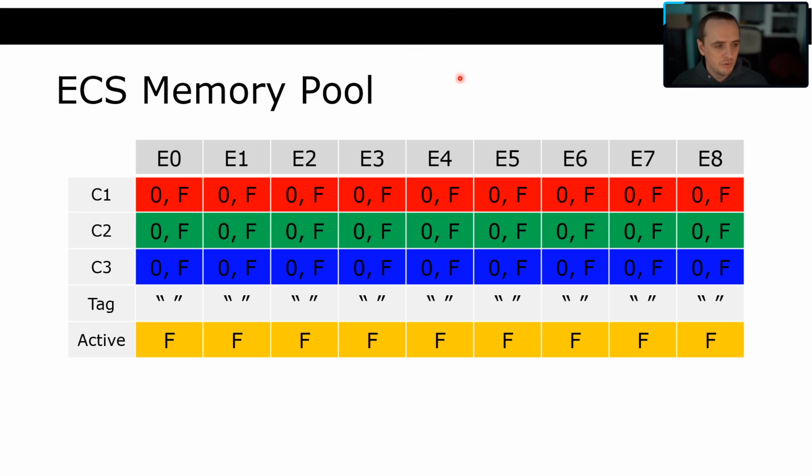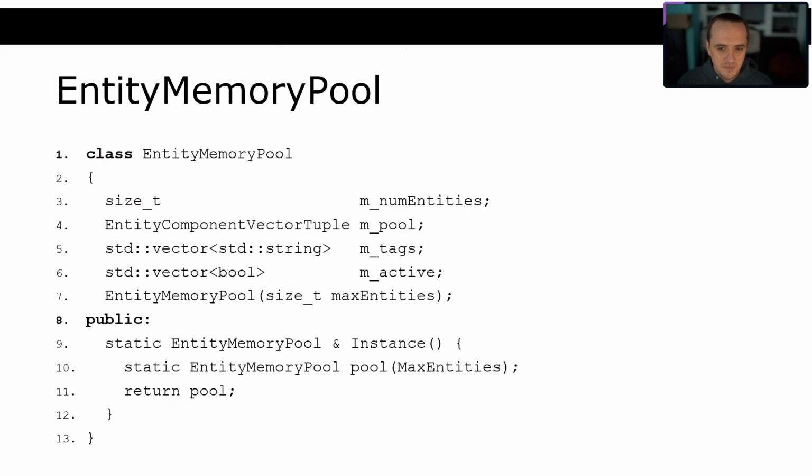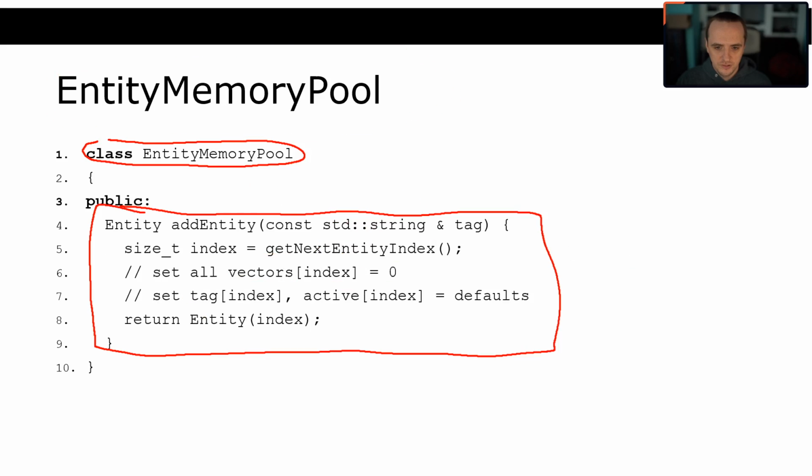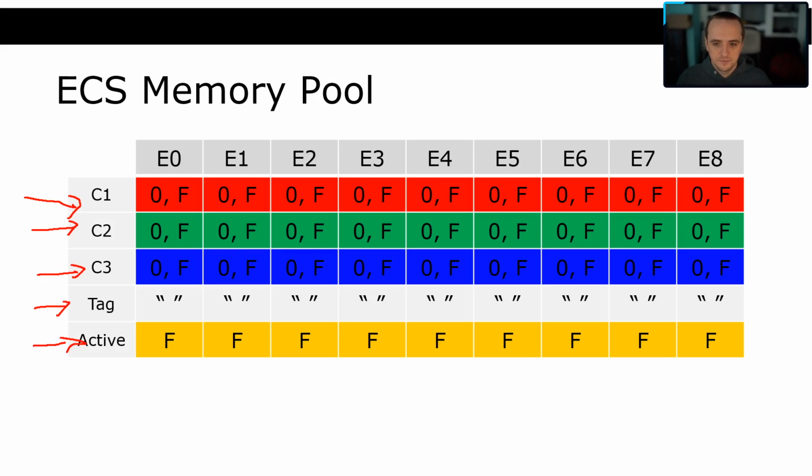So here's what we're going to see in practice, okay? Here's what our entity memory pool is going to look like. Each entity index is the index into the vector of these components. This is a vector of C1s. This is a vector of C2s. This is a vector of C3s. This is the vector of all the tags, and this is a vector of all the active Booleans, right? So if we go back and look at the entity memory pool, we see the vectors of all the components, the vector of all the tags, and the vectors of all the Booleans. And here's just that drawn out, right?